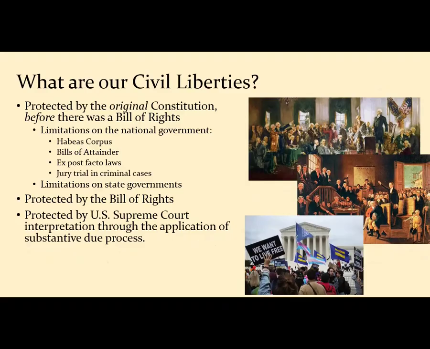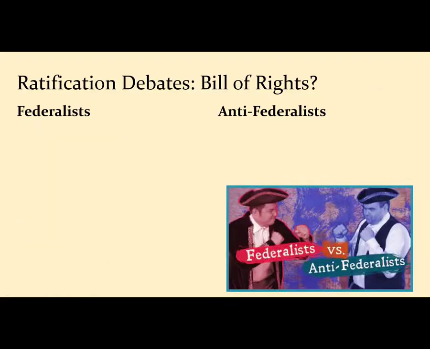But this slide is really just an effort to help you fix in your mind the foundation of where you can find protection of civil liberties. The original Constitution, the Bill of Rights, and decisions of the U.S. Supreme Court. All three are sources of protection for civil liberties. But we're going to spend the rest of this lecture just focusing on the Bill of Rights. But first, we have to talk about how we got to have them.